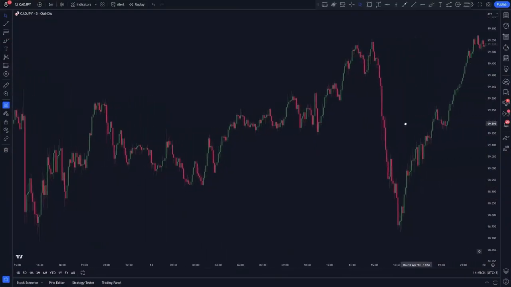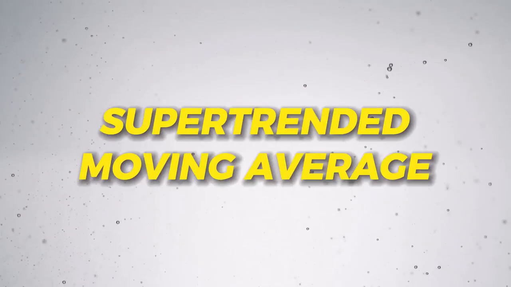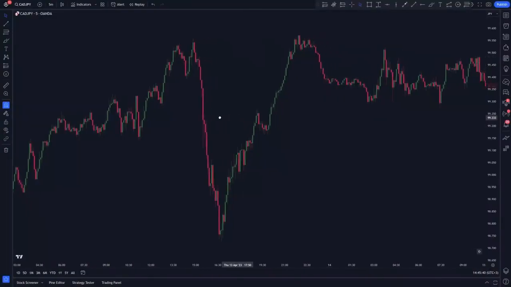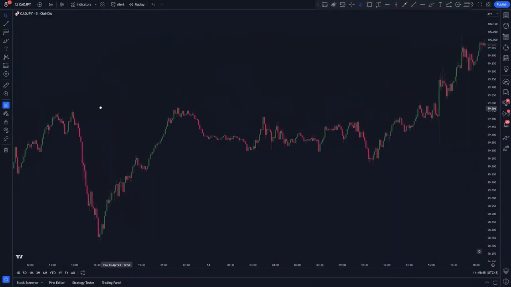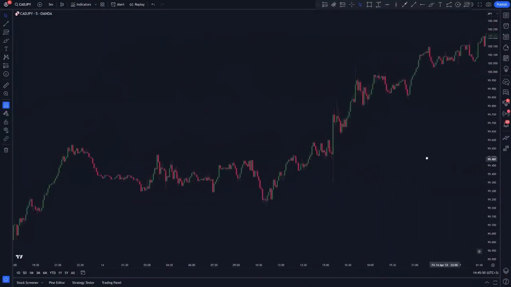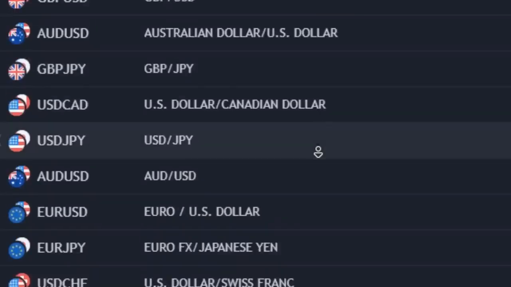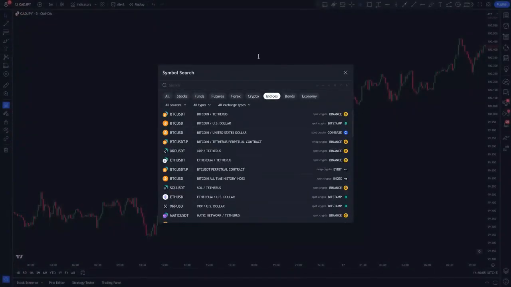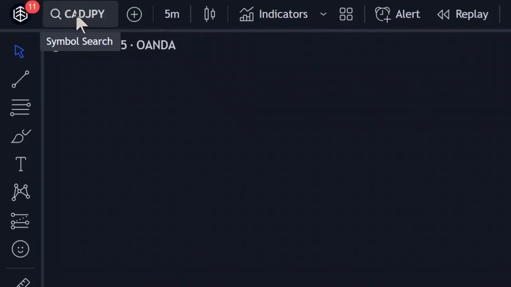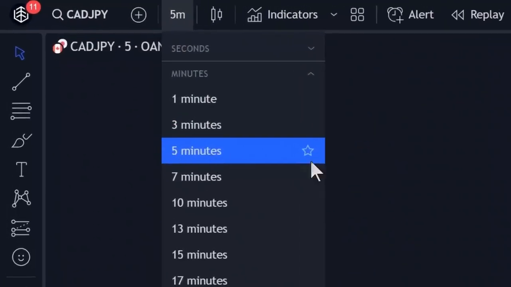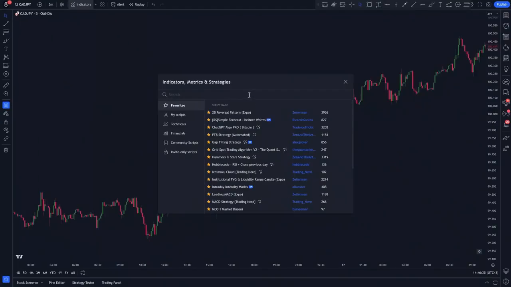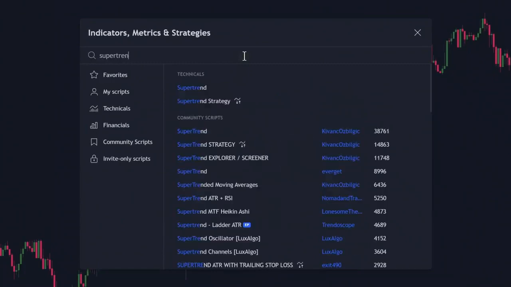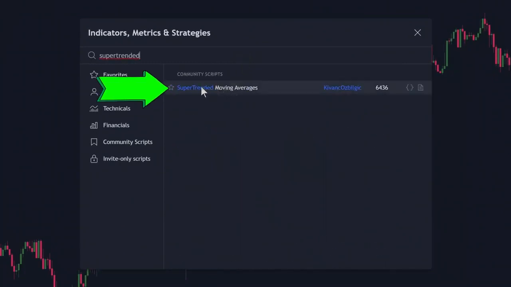Now, as mentioned earlier, this indicator is called the Supertrended Moving Average. To add it to your chart, you first of all want to go to TradingView. If you need to sign up, link for that will be in the video description. Next, you want to load any forex pair or trading security that you like. For me, I'm going to be using the CAD JPY on the 5-minute time frame. Then access the indicator search tab and type in Supertrended Moving Average. Select this one by Kevin.